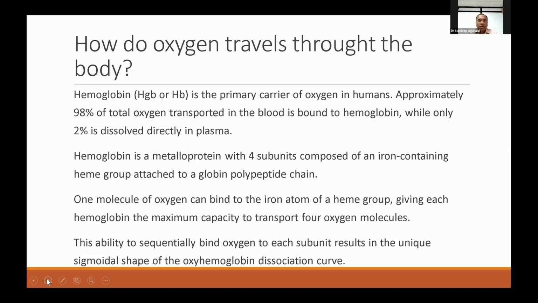For the beginning, let us first go through the simple basic pathophysiology of how oxygen travels throughout the body. Oxygen is carried by the blood, correct? It is carried primarily by hemoglobin, which is the primary carrier of oxygen. Almost 98% of total oxygen is transported in the blood by hemoglobin, and only 2% is directly dissolved in plasma. So what is hemoglobin?